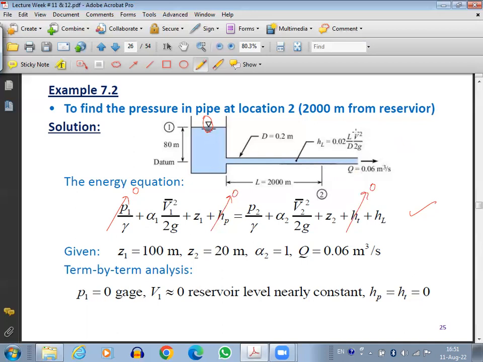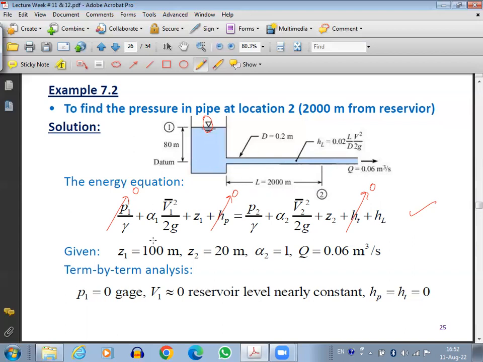The reason is that P1 is open to atmosphere, and whenever it is open to atmosphere, the gauge pressure is 0. We are taking into account the gauge pressures. So V1, the velocity, is basically the change in the level of water in the tank. It will be very, very slow compared to the velocity of the fluid in the pipe at 2. And when this difference is too much, then their squares will be a very big difference. So V1 is very small, so V1 square will be very small compared to V2 square.